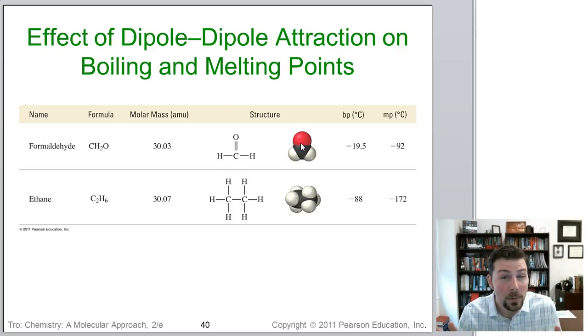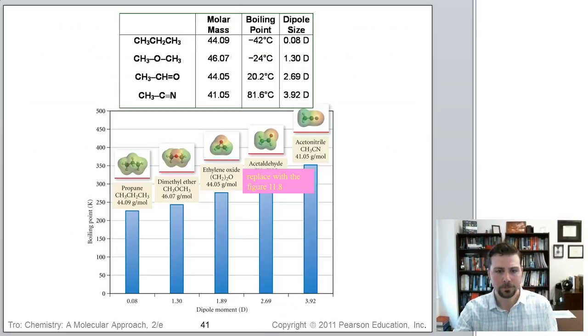Now, I can't tell you exactly what that number is, unless I do some experiments or I go and look it up or something else. But I can tell you formaldehyde has a higher boiling point than ethane because it experiences an intermolecular force that ethane doesn't have, namely the dipole-dipole force. And indeed, that's what we see when you look it up.